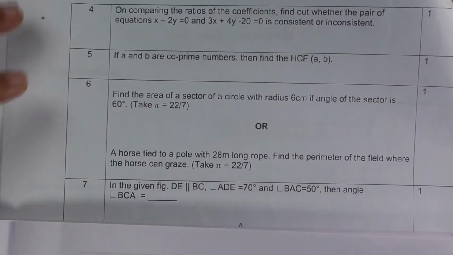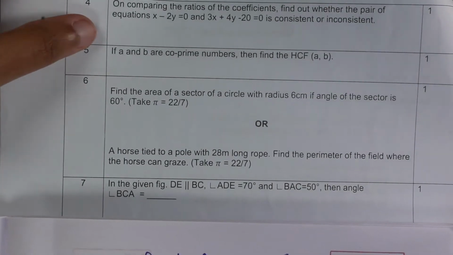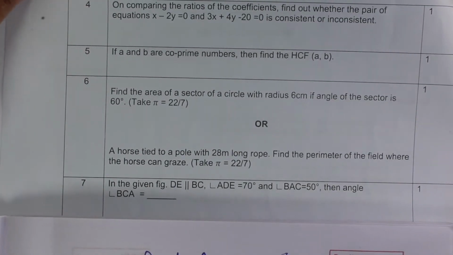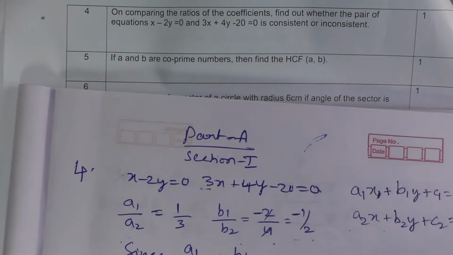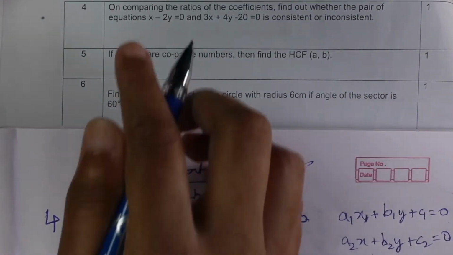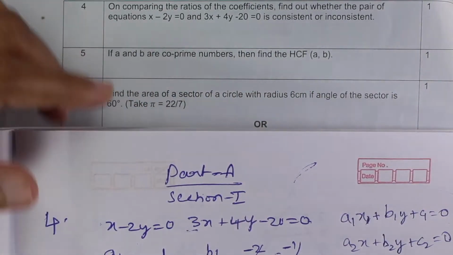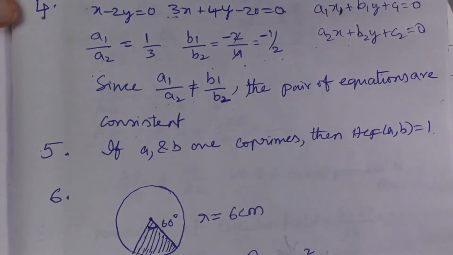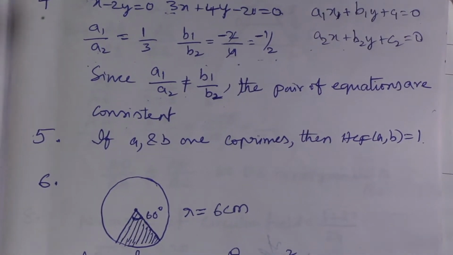Now let's move to the fifth question. If a and b are co-prime numbers, then find the HCF of a and b. It is very simple. What are the co-prime numbers? Two numbers are called co-primes when they have no other common divisor other than 1. So the highest common factor of these two co-primes will be 1. Right? The answer is 1. Hope this is clear.